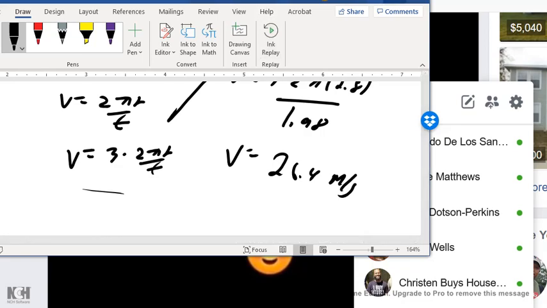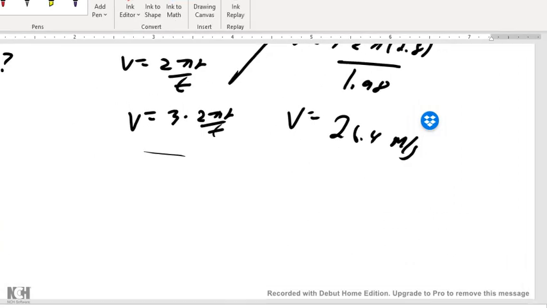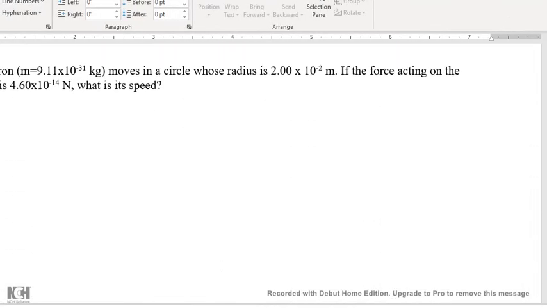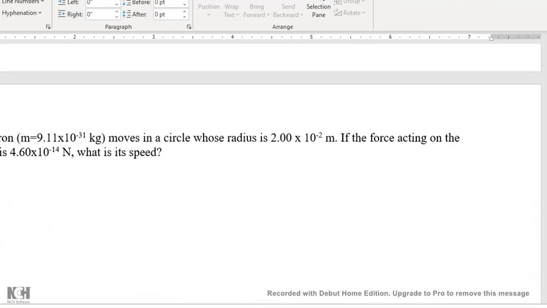On the next problems, I'm going to set them up, let you find the answer, and I'll just submit an answer page. Number 4. An electron moves in a circle whose radius is 2. Once again, you have radius. Radius is equal to 2.0 times 10 to the minus 4. Force is what?